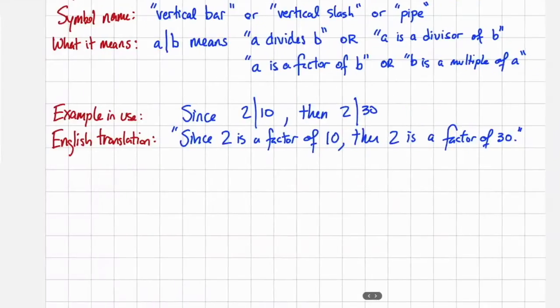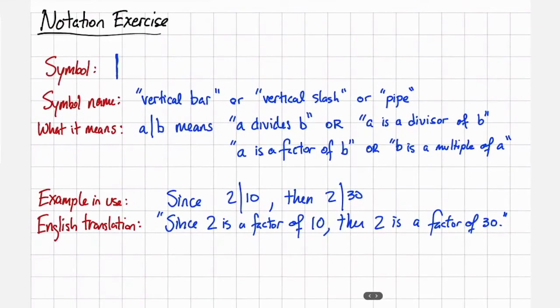So if we're going to do the notation exercise for this vertical bar symbol, here's what we would do. We would write down what the symbol is. We would write down the name of the symbol. It has a couple of different names, either vertical bar or vertical slash. In computer science, a vertical bar is often called a pipe. Mathematicians probably would not use that terminology. Then we write down what it means.